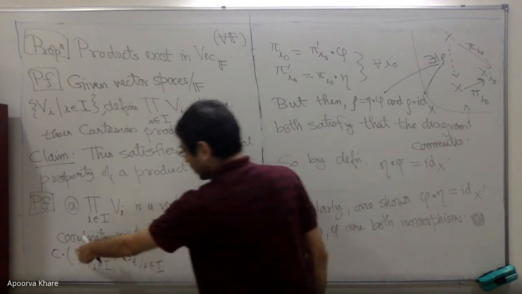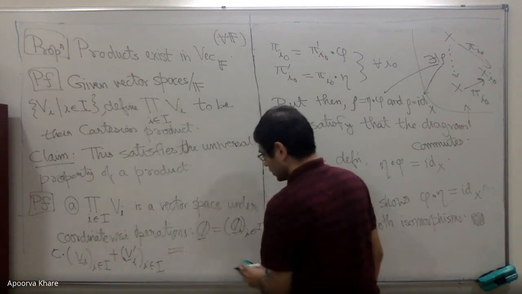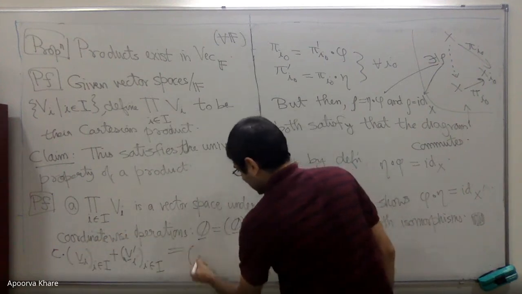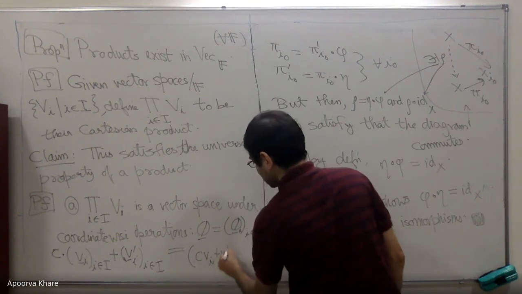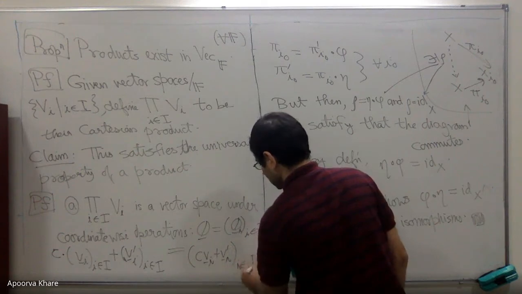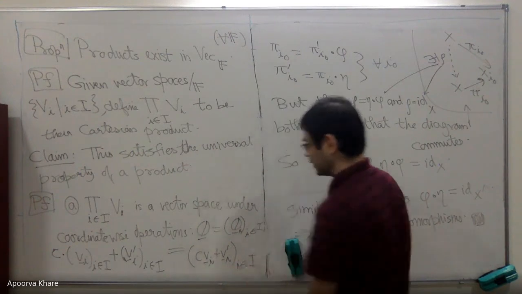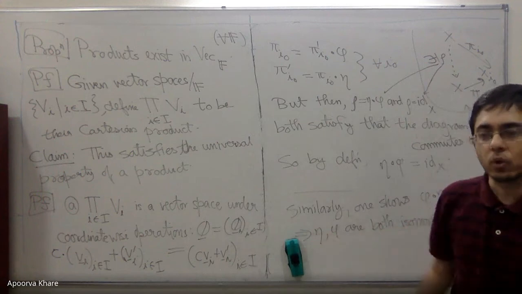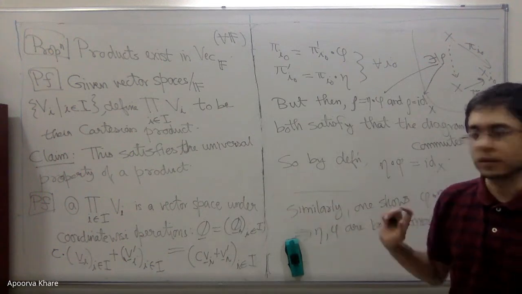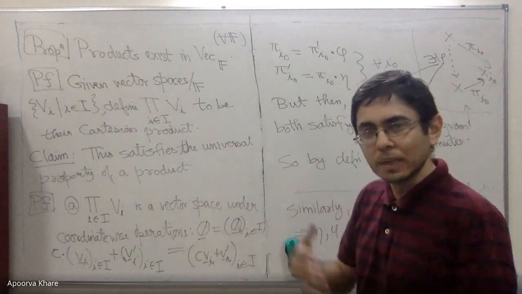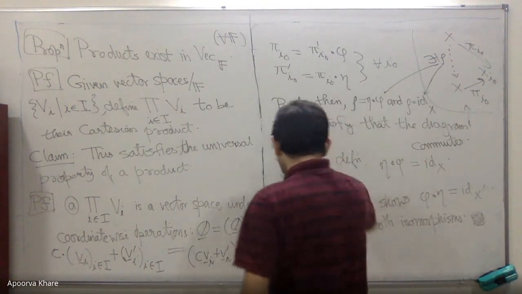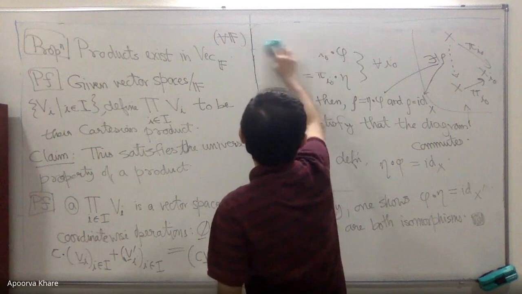Okay. Now c·v_i + v̄_i is equal to, you can guess, c·v_i + v̄_i in every single coordinate. So this is what it means. You just do it coordinate by coordinate, and that's it. First of all, it's a vector space under these operations. So 0 is 0, minus is minus, c is c, plus is plus. Everything in each coordinate separately.